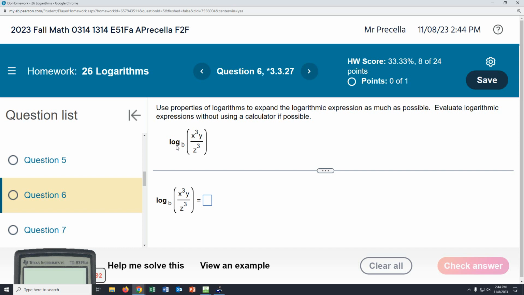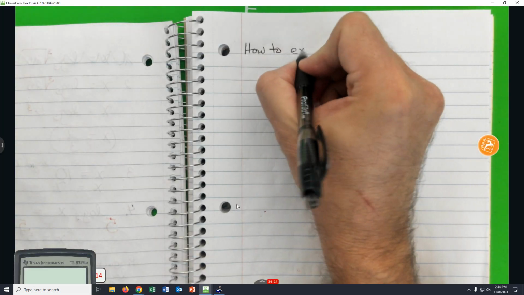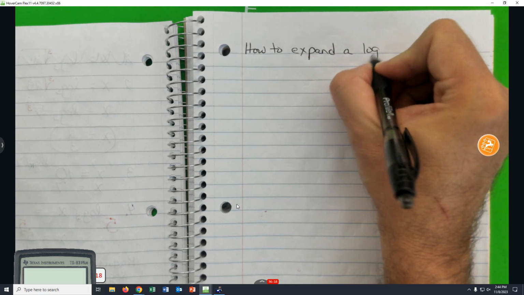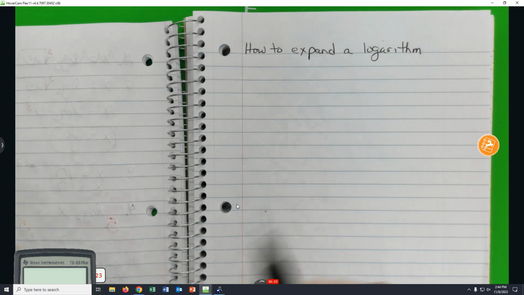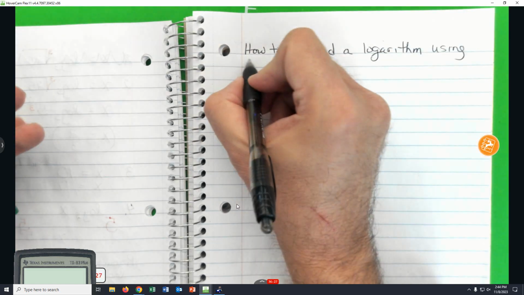We're going to take a single logarithm and write it as a sum or difference in multiple logarithms. That's called expanding. Why don't you write that down right now, Tony? I'm just going to write how to expand a logarithm. When you're expanding a logarithm, you take a single logarithm, one log, and you write it so that it has multiple log notations. But in the process, the argument's a lot easier.